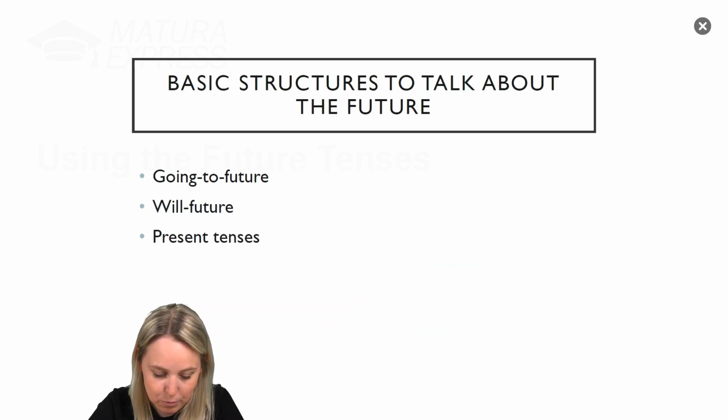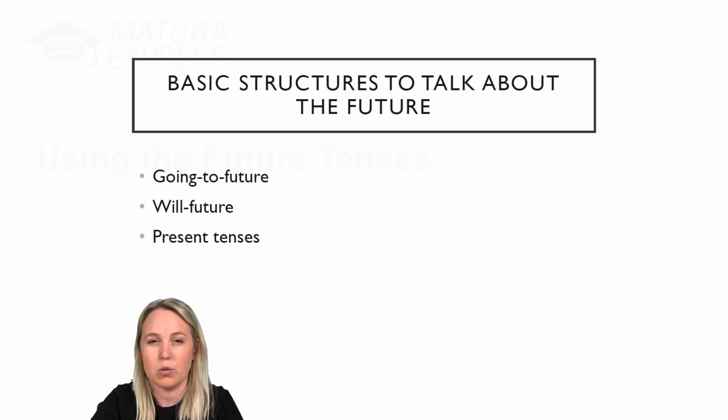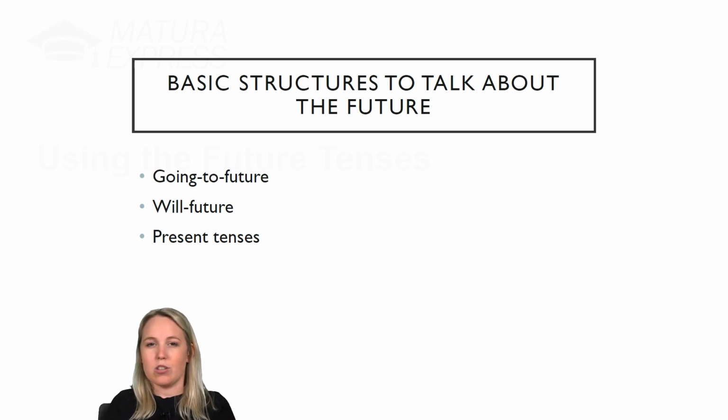Let's start with the basic structures to talk about the future. So basically there are three, or let's say four structures to talk about the future that are commonly used and known. So we have the going to future.